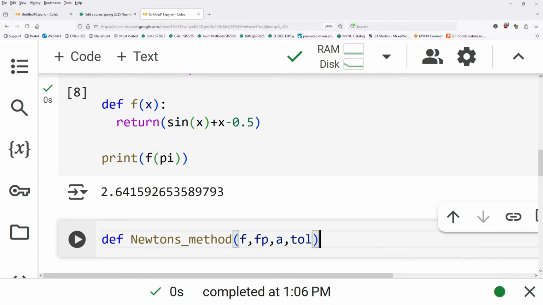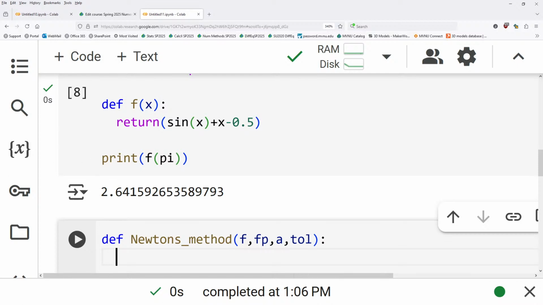Just so you know, I probably should put some comments in here, but I'm being a little bit lazy today. F is the function I'm trying to solve. I want to solve f of x equals 0. Fp is the derivative of that function. We're going to have to go up there and define that in a minute. A is your initial guess, so you pick your initial guess, and the tolerance, how close do you want to be to the truth? So there's your thing. Put a colon at the end, hit enter, and it should automatically indent.